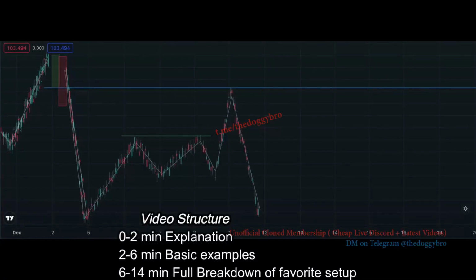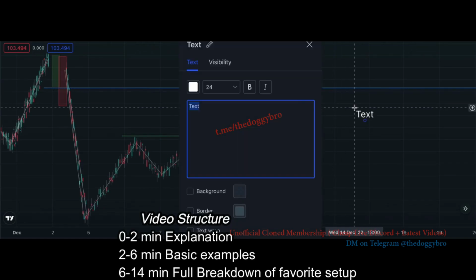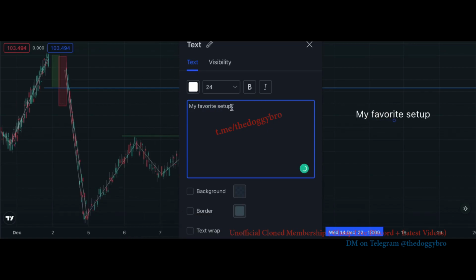Alright guys, so in this video I'll be explaining to you my favorite setup. Now, what is my favorite setup? It is a turtle soup or liquidity grab.